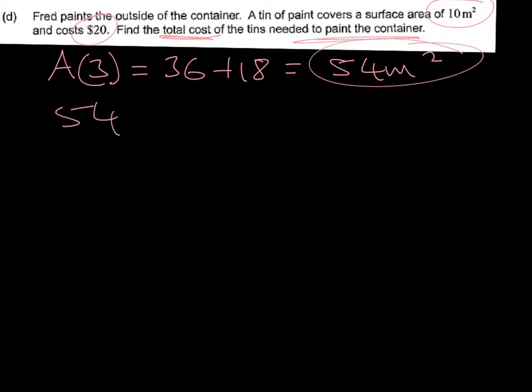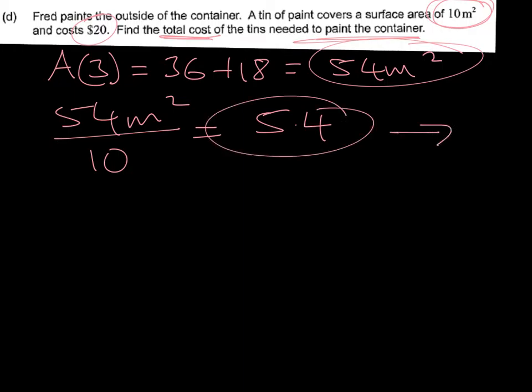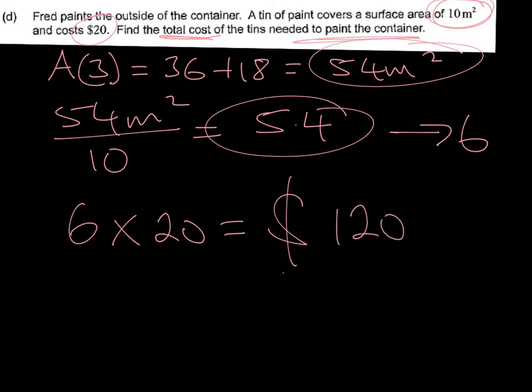If we take the area and divide it by 10, which is the area that 1 tin of paint will cover, that will give us the total number of cans of paint we will need, which is 5.4. Obviously, we will need to actually buy 6 tins, so 6 times 20 is going to give us a total cost of $120.